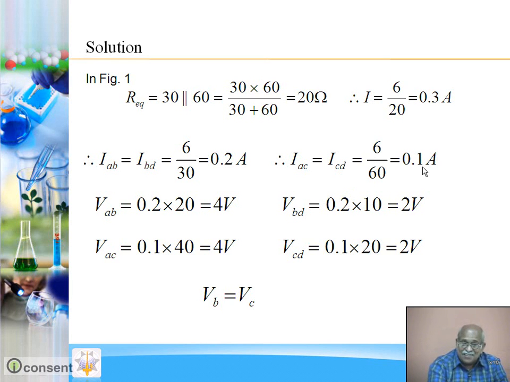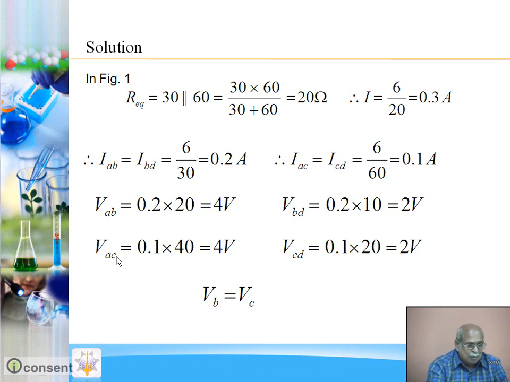Now potential difference across each resistance, again we are using Ohm's law, V equal to IR. So VAB, current I is 0.2. Resistance R is 20. V equal to IR. So VAB is 0.2 into 20, 4 volt. VBD, again Ohm's law, current 0.2, resistance 10. So potential difference is 2 volt.